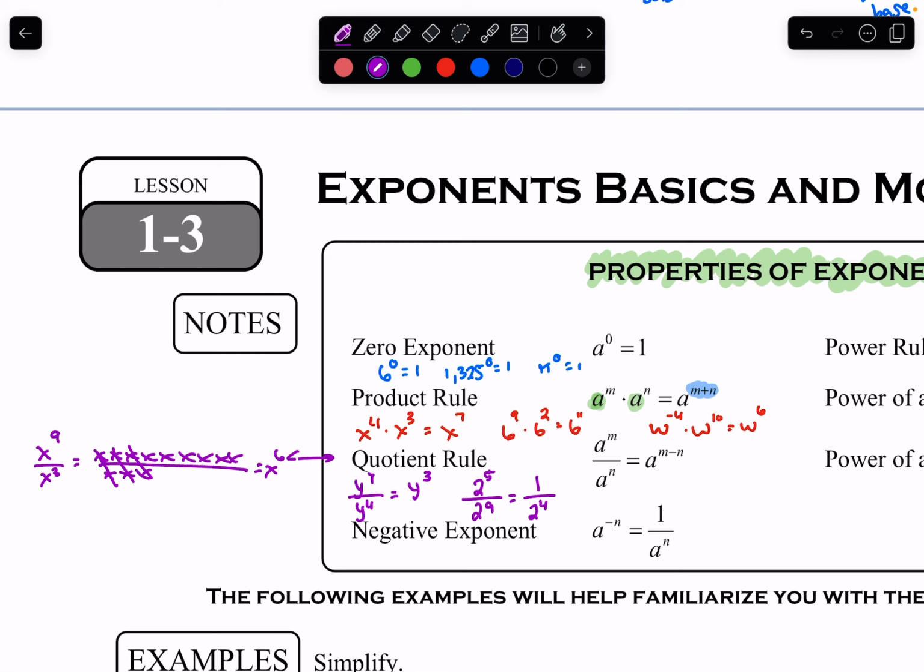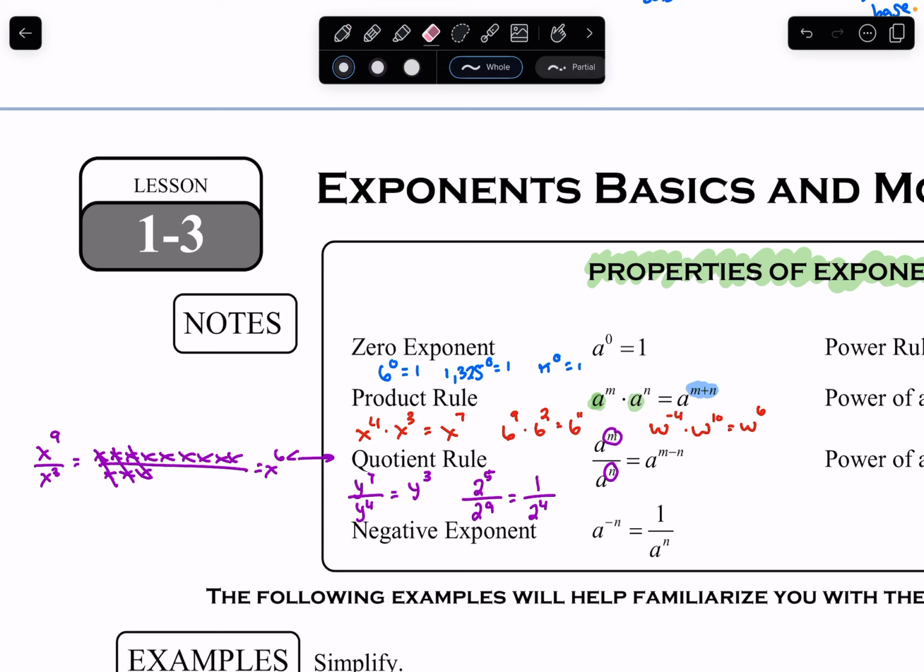Okay. Now, the formula tells you to take the top number minus the bottom number. You end up with the same answer. I just think it's faster to look at what's on top, what's on bottom, and cancel them out instead of worrying about the subtraction. Okay, next example, negative exponents.